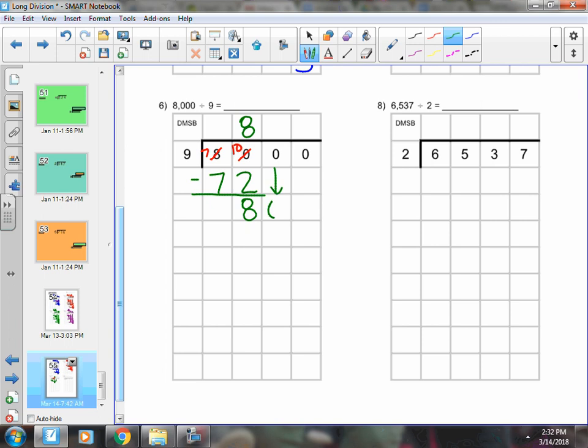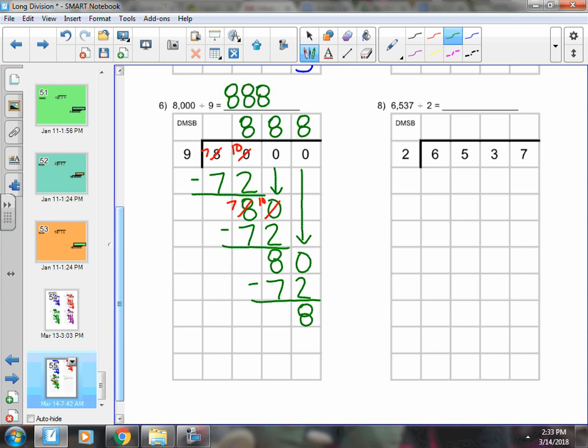Subtract, bring down. How many groups of 8 can you make from 80? Another 8. I'm sorry, how many groups of 9 can you make from 80? 8 times 9 is 72. Again, be very careful as you subtract. All right, that's a cool answer.